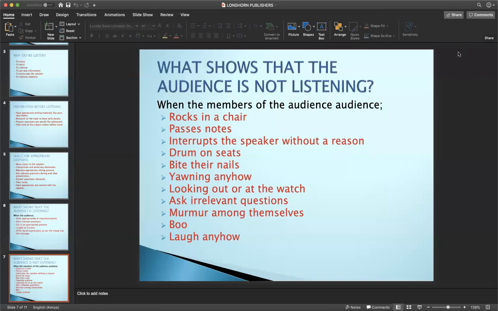You don't pass notes, you don't turn up the speaker. You don't bite your nails. You don't yawn, murmur, boo, laugh anyhow. You don't do all those things, because those things will hinder your listening, like laughing anyhow. In fact, you stop the speaker from talking, and after that you may not actually get what the speaker meant to communicate to you.